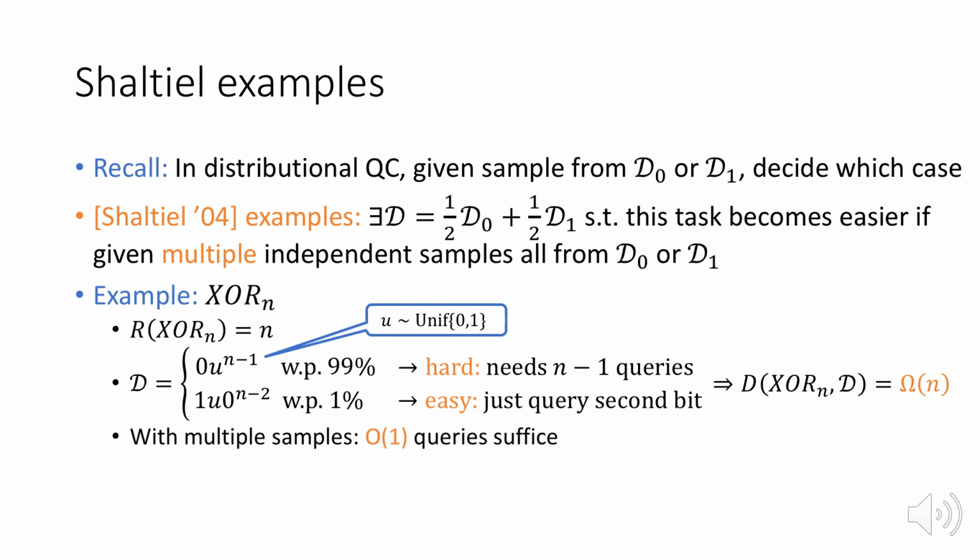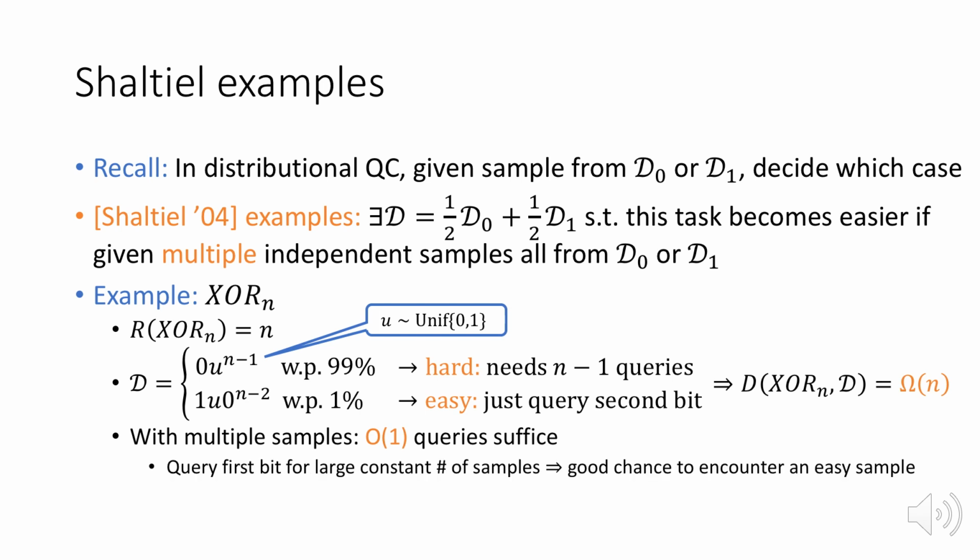Now, on the other hand, if given multiple samples, then we can distinguish D0 from D1 with only constantly many queries. This can be done by querying the first bit for a large constant number of samples, which will give us a good chance of encountering an easy sample.